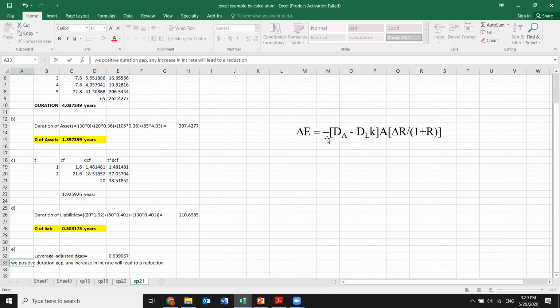Never forget about this negative sign in here, okay? It's always here. So if there's a positive here, that will bring a reduction in the net worth of the bank. This is by how much the equity will change for a 1% change. If the interest rate rises, the value of the equity will go down. Because of this negative, this is only the change here. So with the positive duration gap, then we proceed.